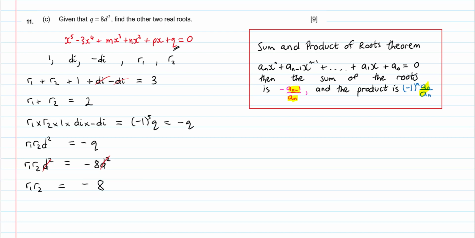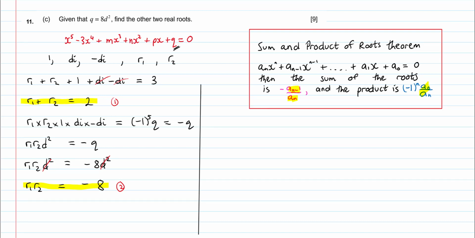So now we have two equations. One is up here, R1 plus R2 is equal to 2, so if we call that equation 1, and this equation that we've just got down here, R1 times R2 is equal to negative 8. So we can solve those equations simultaneously and find our real roots, which we've called R1 and R2. So I'll just section this bit off here, and then we'll continue working to solve to find R1 and R2.